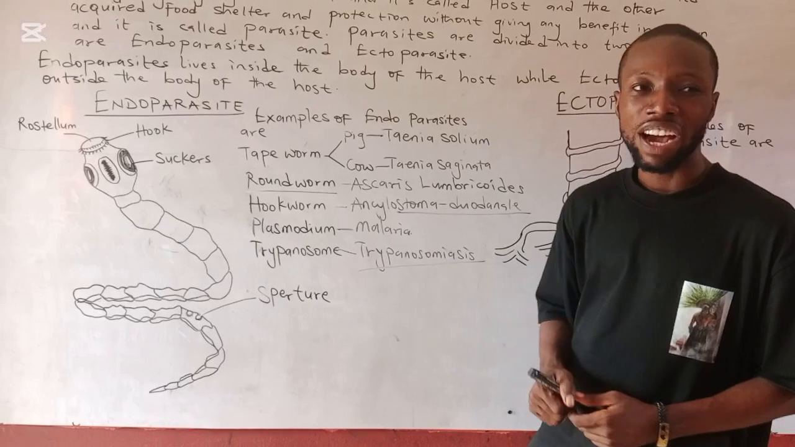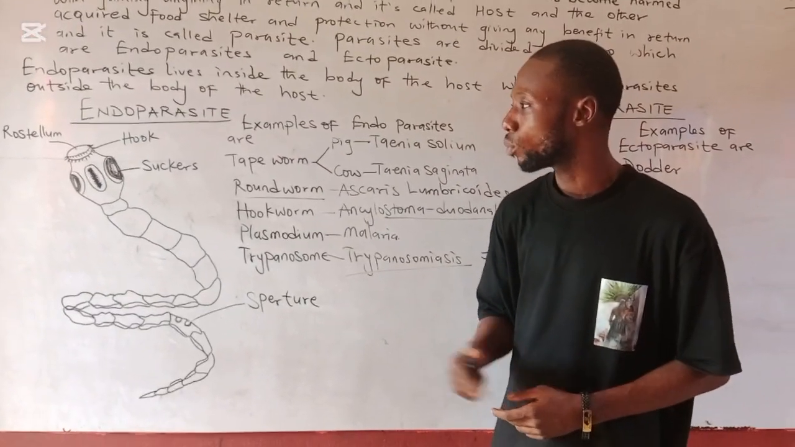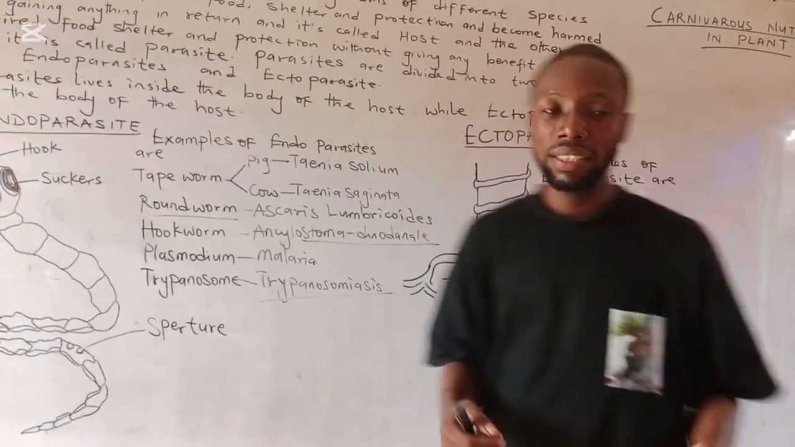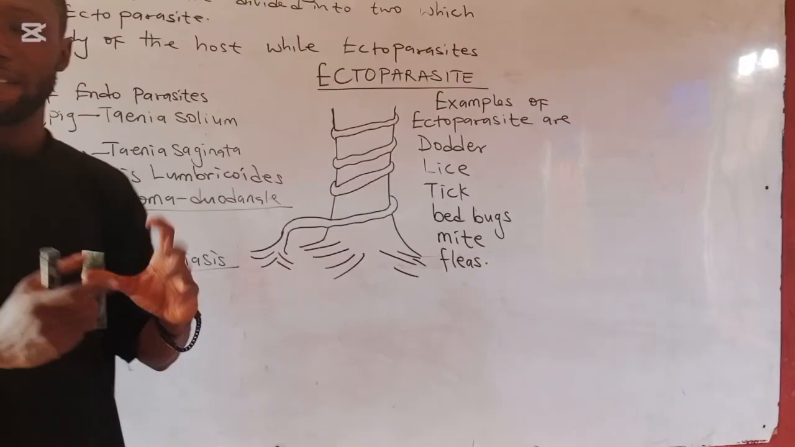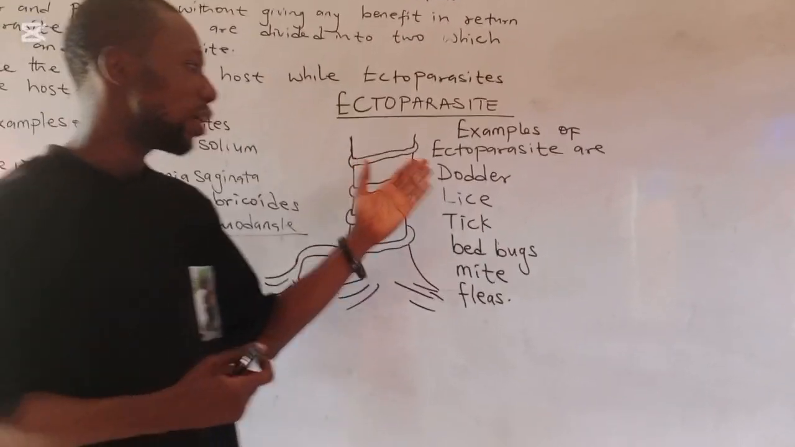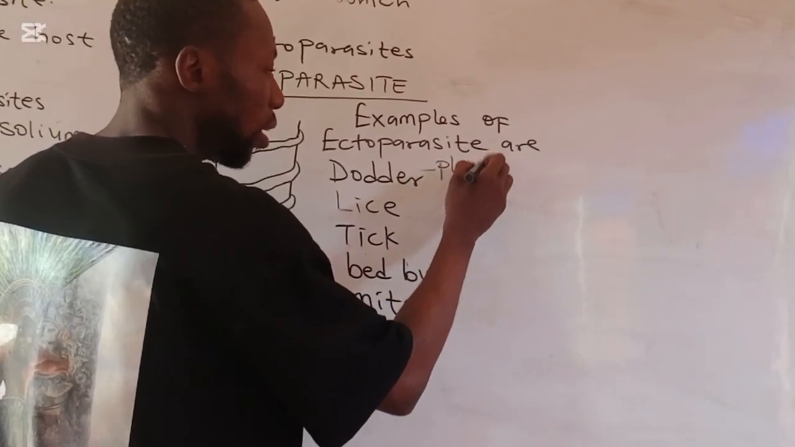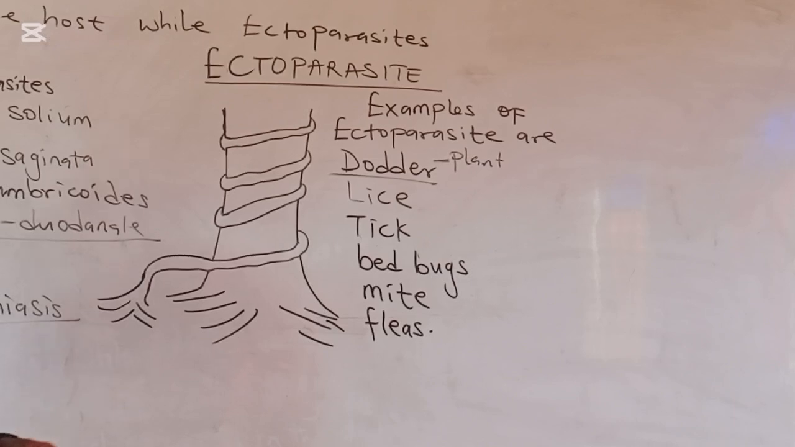Here we also have planaria. Planaria is one of the examples of endoparasites. Then on this side we have ectoparasites, those that are found outside the body of the host. An example is a plant; the example of a plant ectoparasite is the dodder plant.